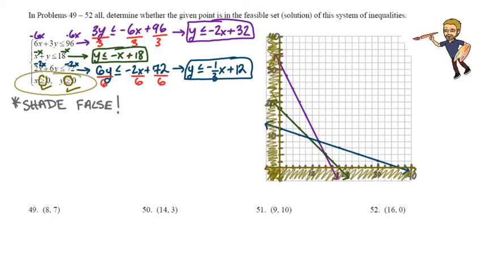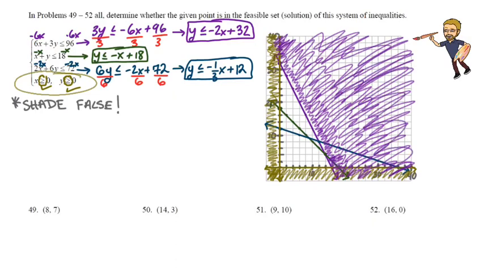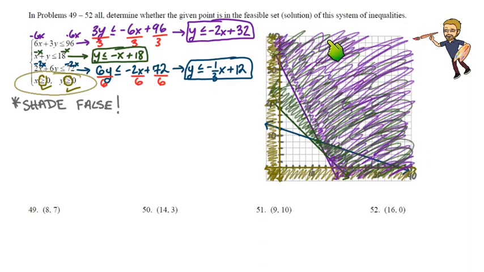All right, so let's finish this masterpiece. For the purple one, since it says less than, and we're going to shade false, we're going to shade everything above that purple line. The green one is also less than, and since we're shading false, we're going to shade everything above the green line here. There we go. And the same thing for the blue line, it's less than, so we're also going to shade everything above the blue line because we're shading false.